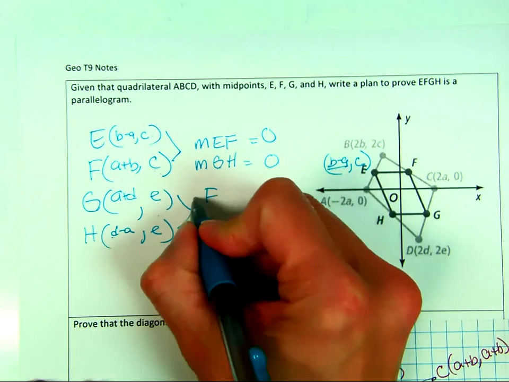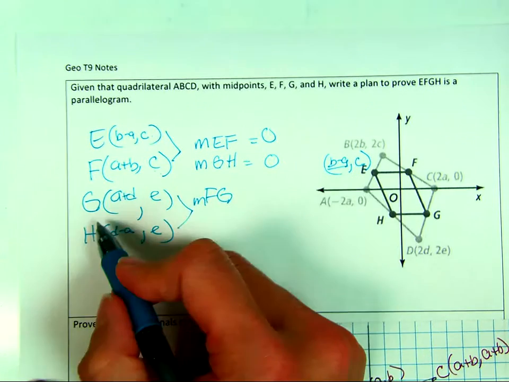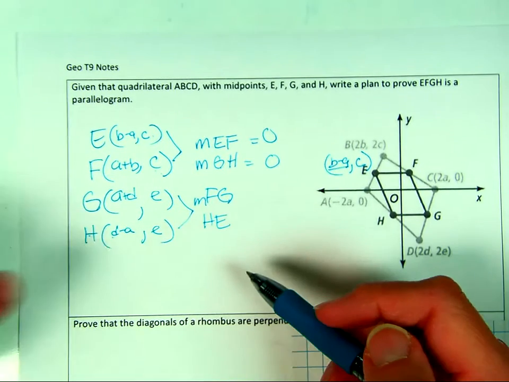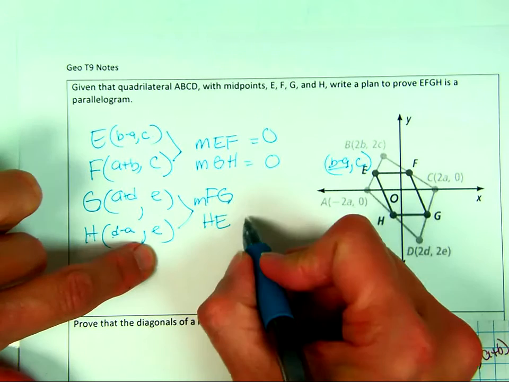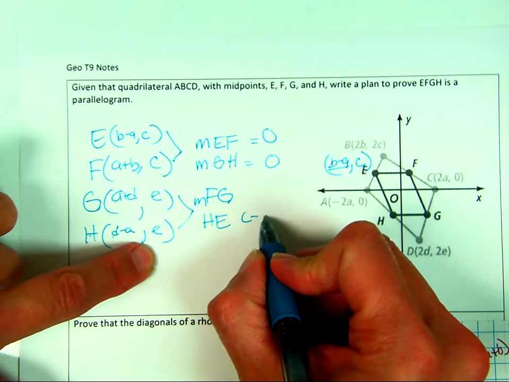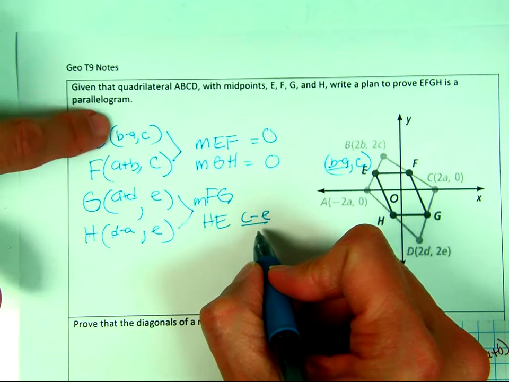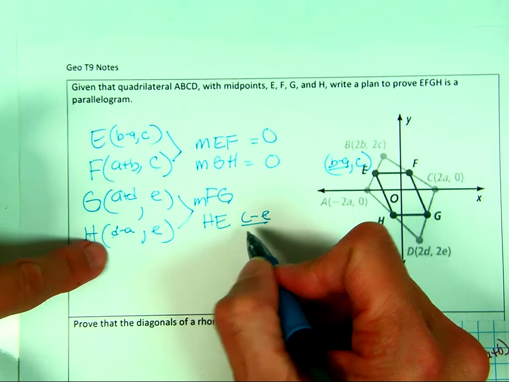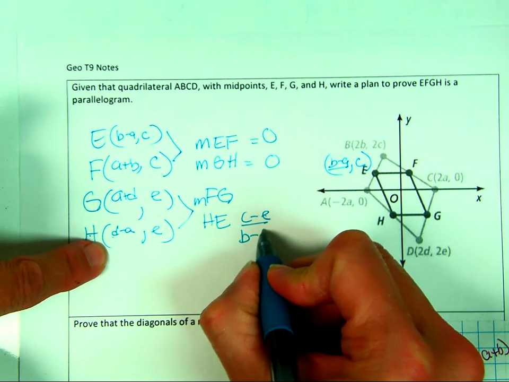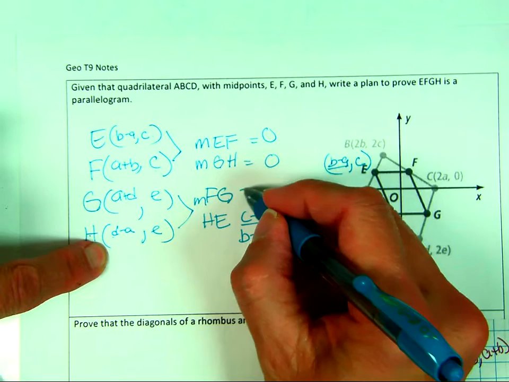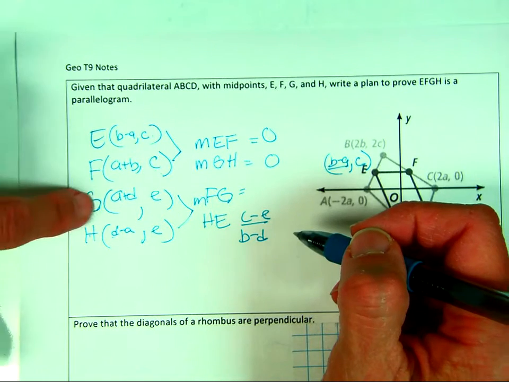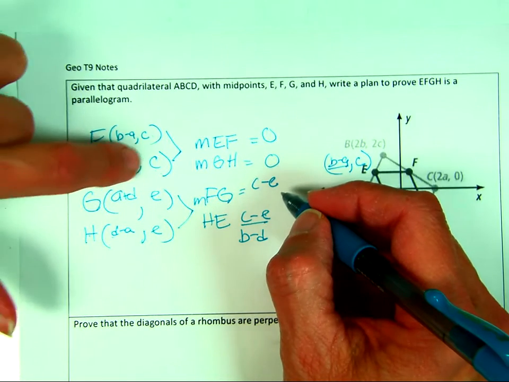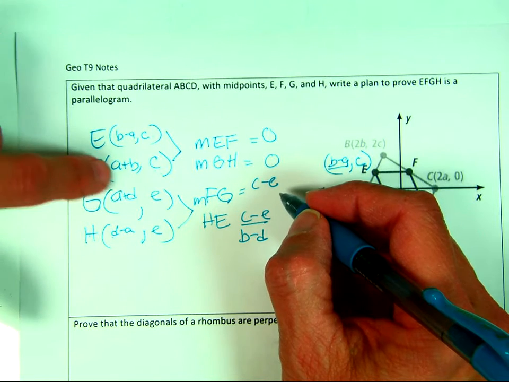But I also have to find the slope of FG and HE. To do HE, I would say C minus E over B minus A minus D minus negative A. So the A's would cancel out, and I just get B minus D. And then I'm going to find the slope of FG, so C minus E over A plus B minus A minus D, so that's just going to be A minus D.